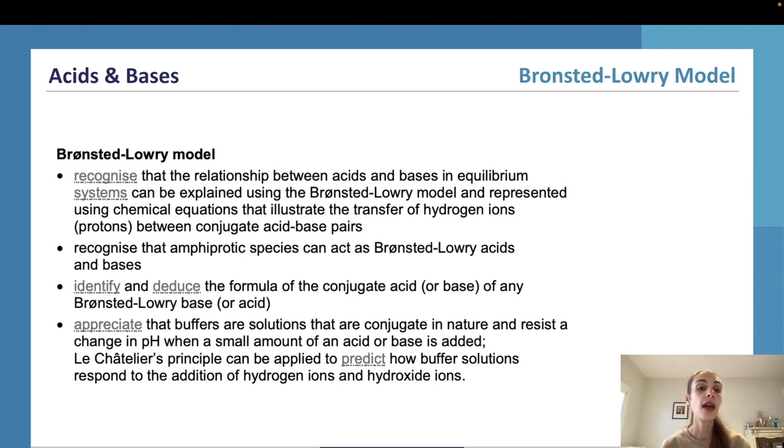Then next we have identify and deduce the formula of the conjugate acid or base of any Bronsted-Lowry base or acid. And then we need to appreciate that buffers are solutions that are conjugated in nature and resist changes in pH when a small amount of an acid or base is added. And so Le Chatelier's principle can be applied to predict how buffer solutions respond to the addition of hydrogen ions and hydroxide ions into the system.